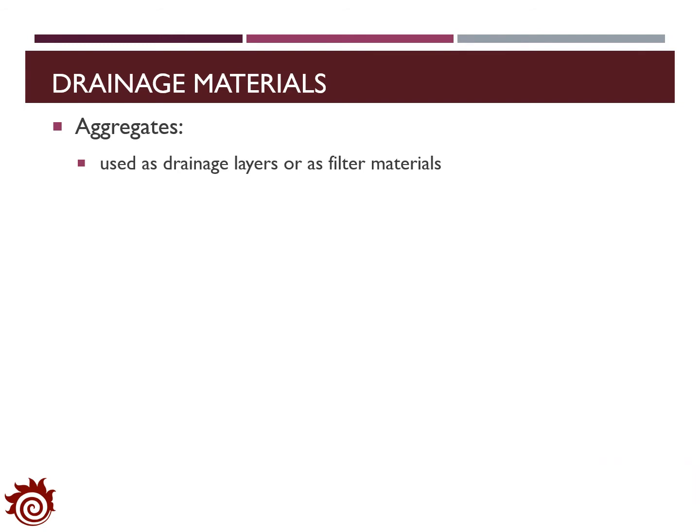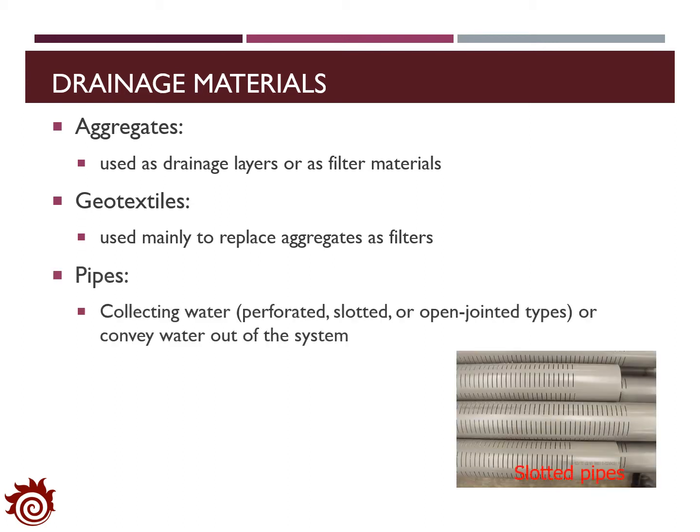The first one is aggregates. The aggregates can be used as one part of the pavement structure. Usually they will be used as the drainage layer or as the filter materials. The second one is geotextiles. Sometimes they will be used to replace the aggregates and applied as the filters for the drainage system. The third one, pipes, such as the perforated, slotted, or open-joined pipes. They are commonly applied for the drainage system to collect the waters and remove the waters from the pavement structures.